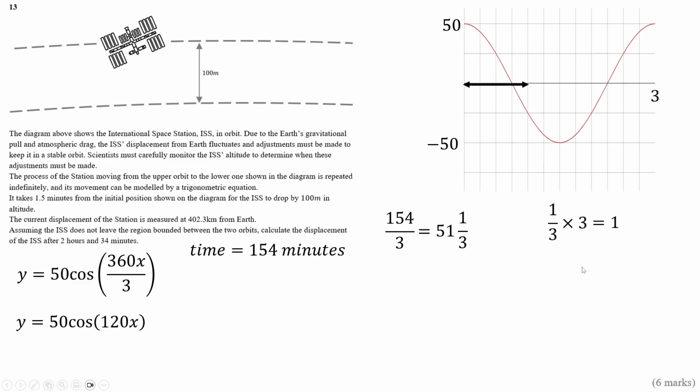So we can say that x equals 1, because that's the same as when x equals 154. And we can plug this into there to get 50 cosine of 120. Cosine of 120, you can use the regular cosine x graph to find out that equals minus a half. So you've got 50 multiplied by minus a half, which is minus 25. So this gets us down to minus 25 meters.